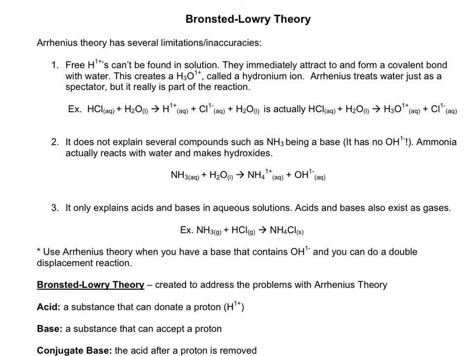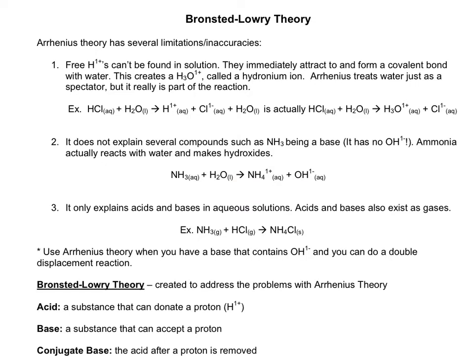The second limitation with Arrhenius theory is that it does not explain the behavior of several compounds such as NH3 being a base. Using Arrhenius theory, ammonia should contain OH1 minuses, but it doesn't. We know ammonia is a weak base because it turns phenolphthalein pink and litmus blue. Ammonia doesn't ionize in water. It actually does a chemical reaction with water and makes hydroxide ions. Here's the balanced chemical equation showing that.